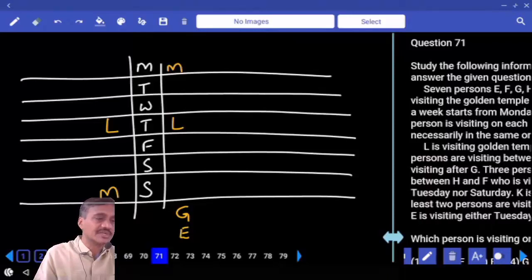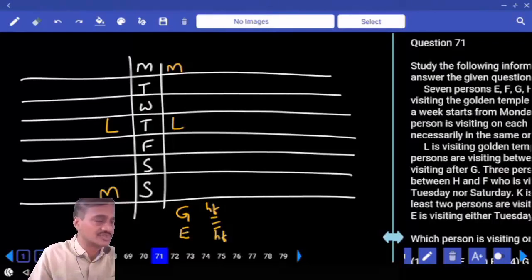Now 3 persons between H and F. Now how many persons between H and F? There must be exactly 3 in between H and F. Order is not specified. Whether H can be before this F or F is before this H. Hence 3 persons between H and F.